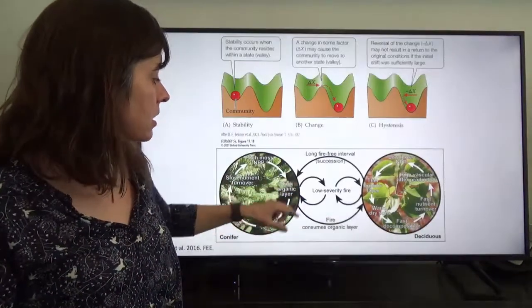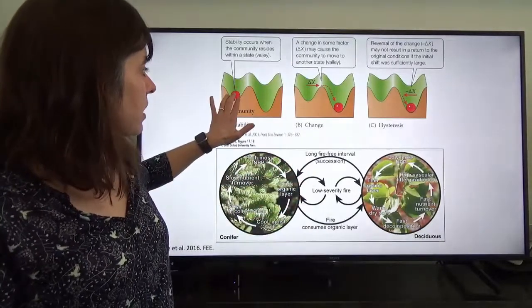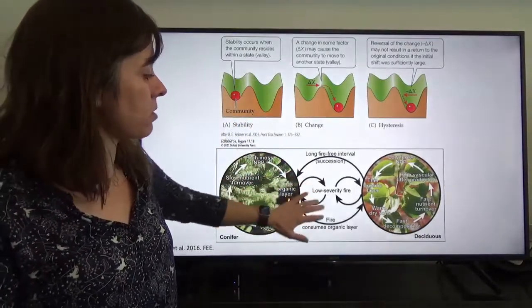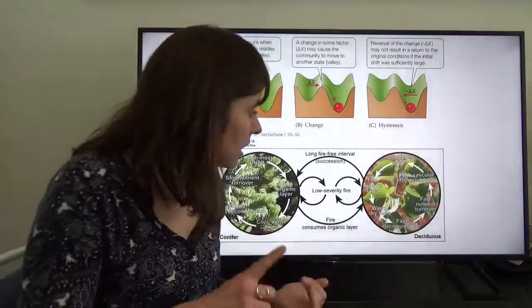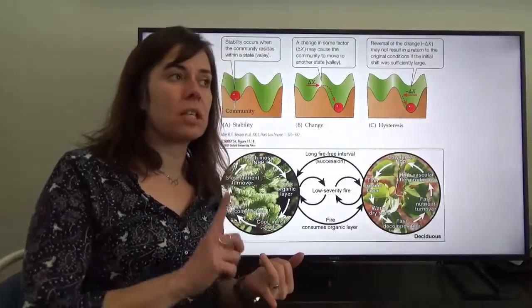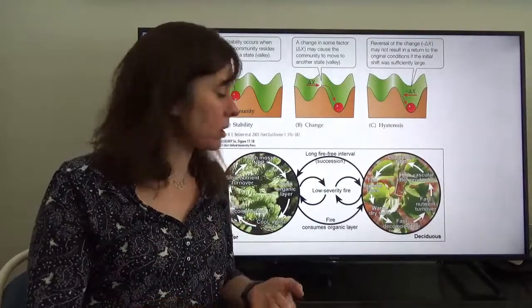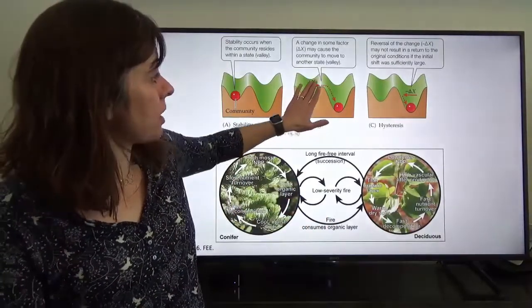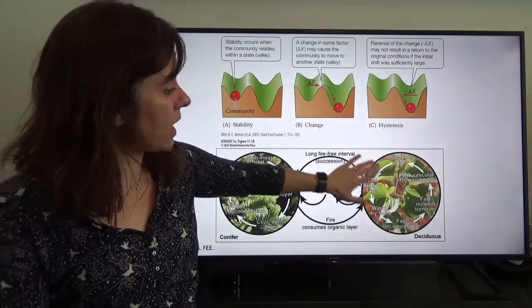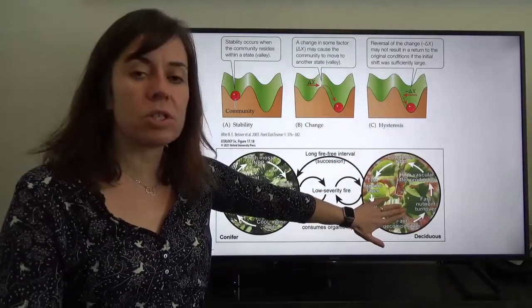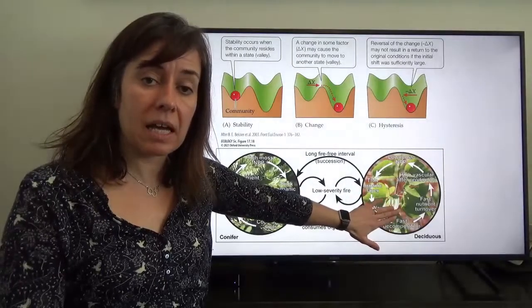Okay, so staying within this particular stable state required these low severity, fairly infrequent fires. Now climate change is resulting in more severe fires that burn more frequently. And it has pushed many of these black spruce forests up and over this hump and down into a new stable state, which is deciduous dominated, so typically aspen or birch.